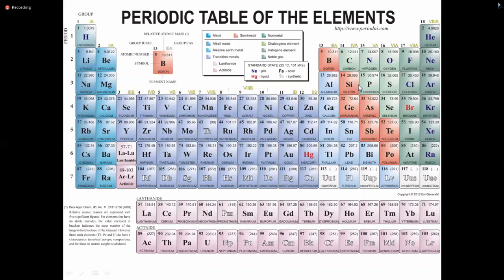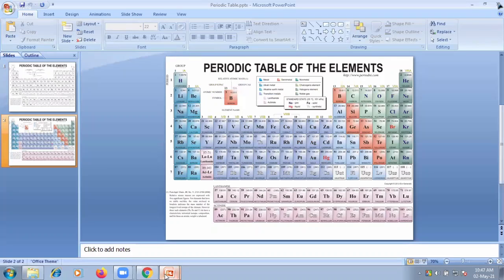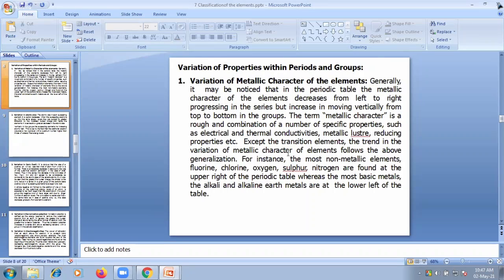So we'll discuss the properties in a group and in the series, the different characteristics, right? In the next class we'll complete this part. Okay. I have a question, sir.